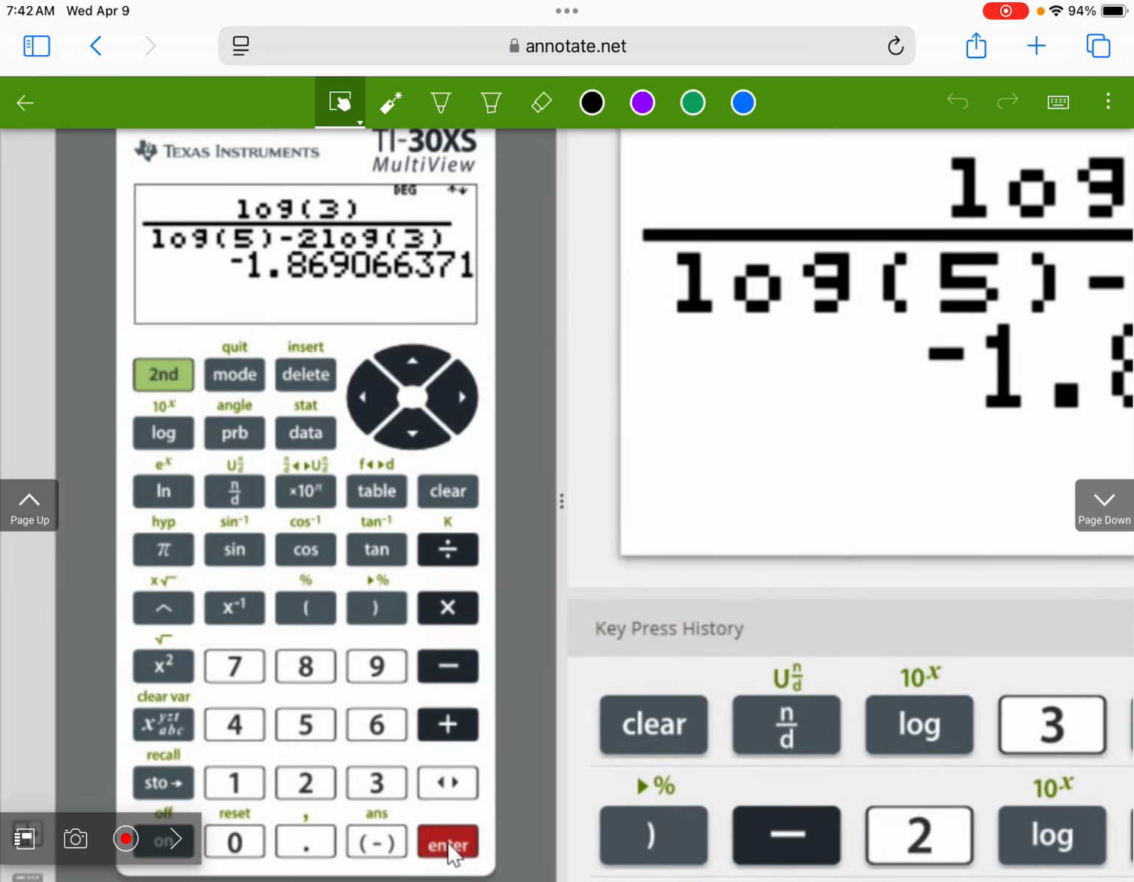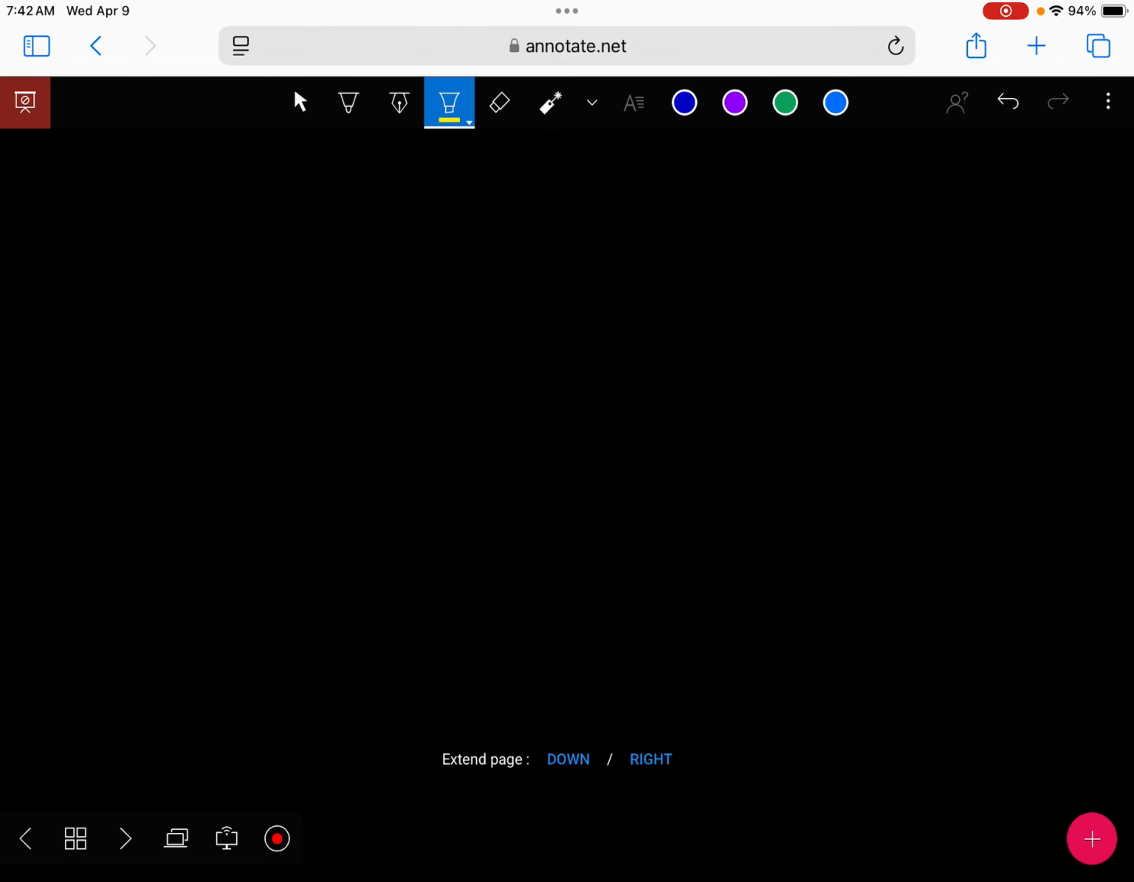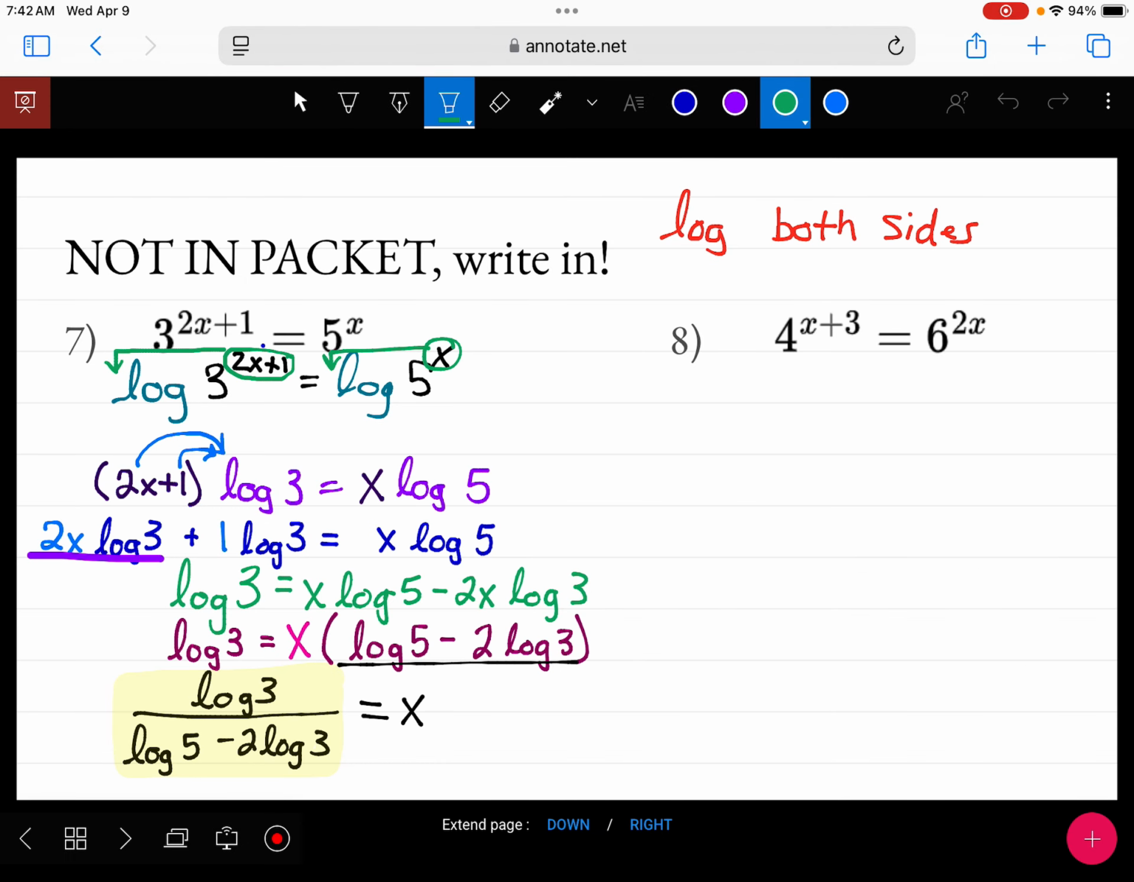Boop. And we get negative 1.87. We're going to round it at 2 decimal places there. So we're going to take this bit. The 9 pushes this up. So our negative 1.87 is our decimal answer. Whoop, wrong bit.